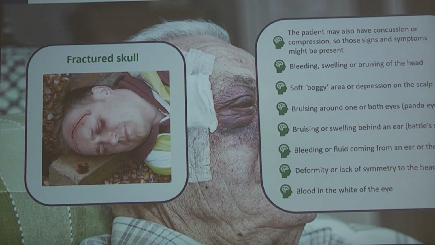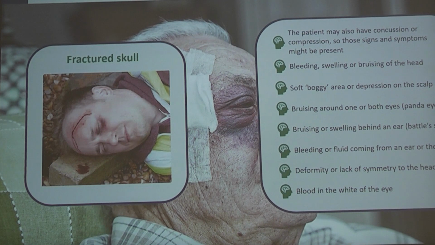So if it's around the eyes, it's called panda eyes, unless you decide to go to the United States, in which case it's called raccoon eyes, just because pandas are known everywhere, and in the United States they also have raccoons. If you get the bruising or swelling behind the ears, it's called Battle's sign, and that's not because it's something that happened particularly to soldiers in battle. Although they did get a lot of head injuries in the days of hand-to-hand fighting, it's because of an anatomist called Mr. Battle.